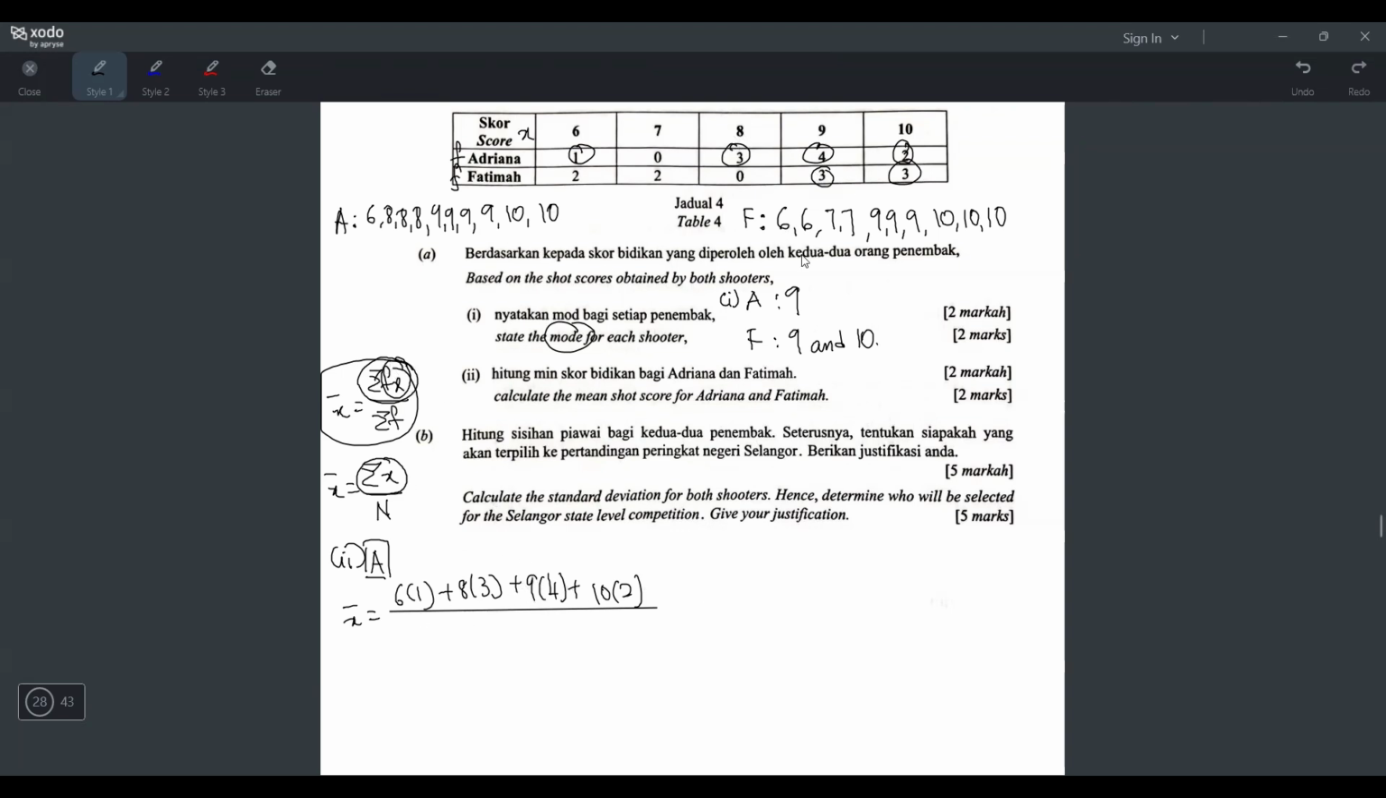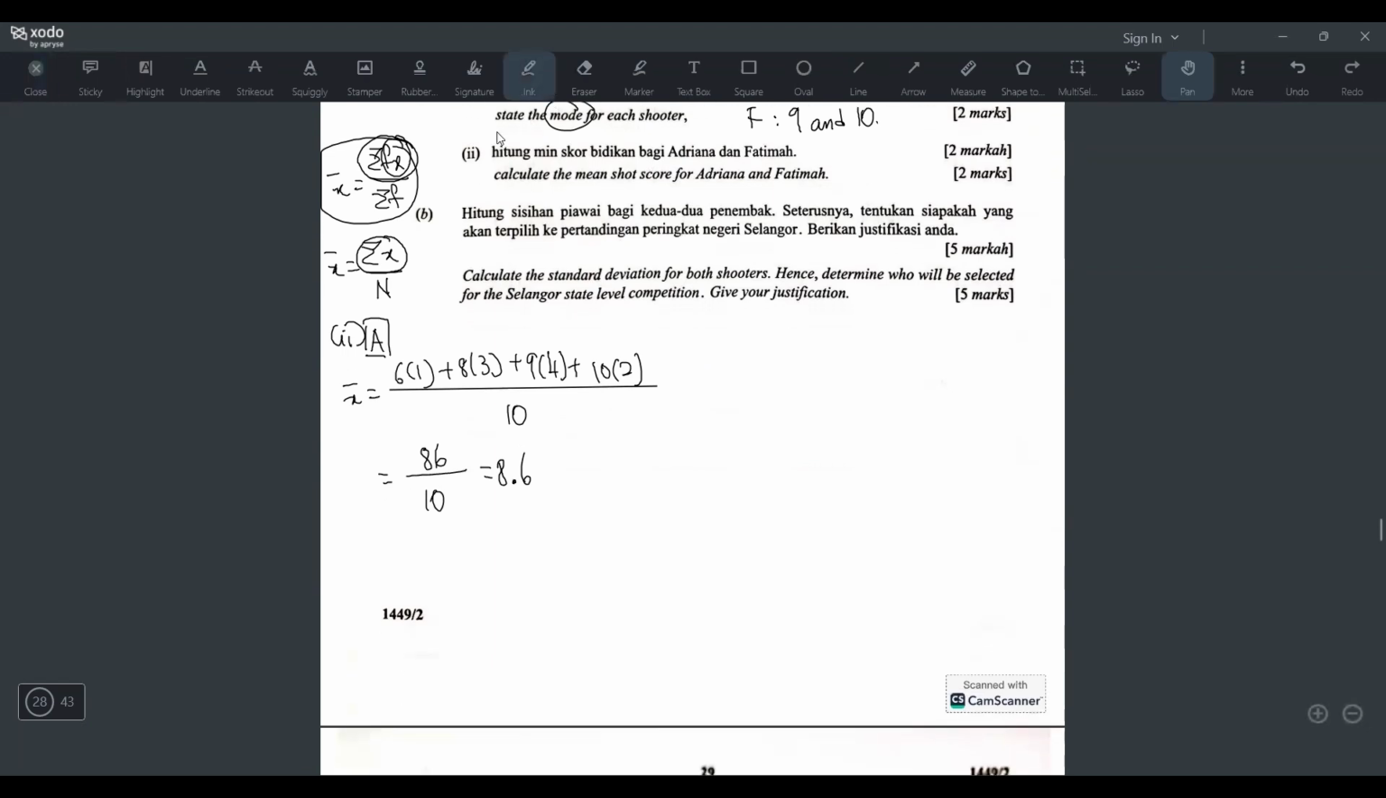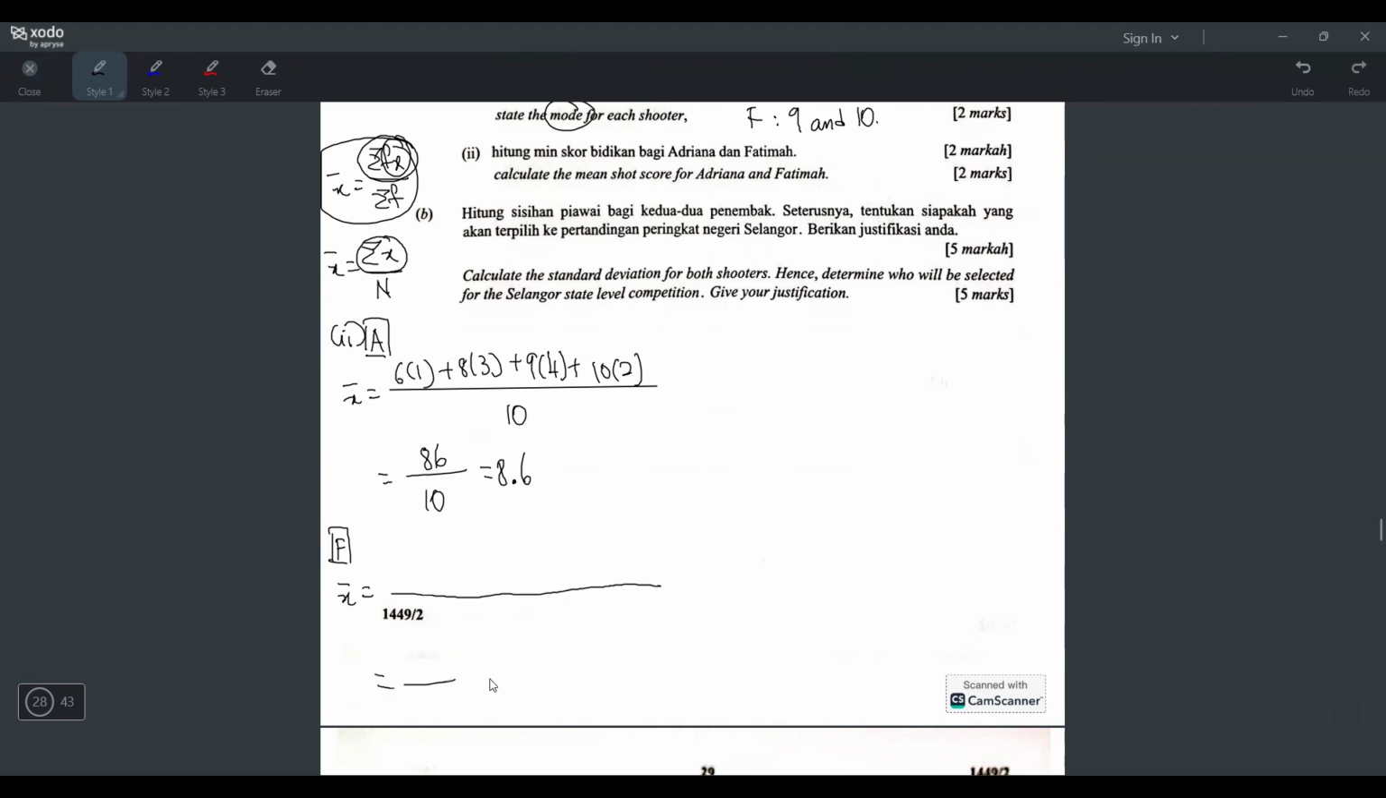Okay, and then divide with total frequency is 10 lah. Okay, because if you take 1 plus 3 plus 4 plus 2, you get 10, right? Okay, so now you can press calculator, and if you press this correctly, you will get 86 over 10, and the answer is 8.6. Okay, I already finished for Adriana. Now let's do Fatima punya mean. Okay, so Fatima, same thing. The mean formula, draw a line, and then later equals, and then here.